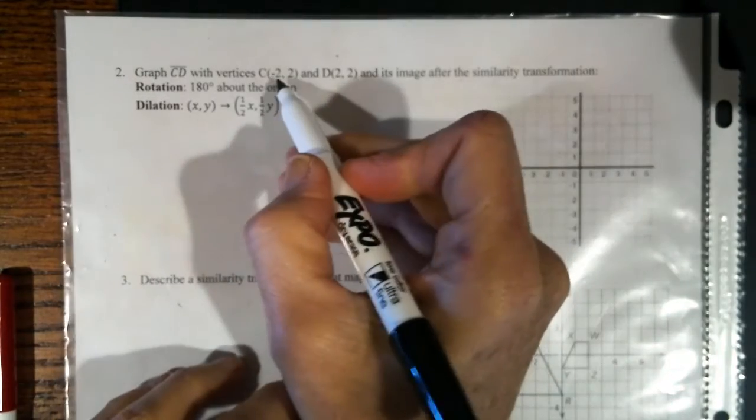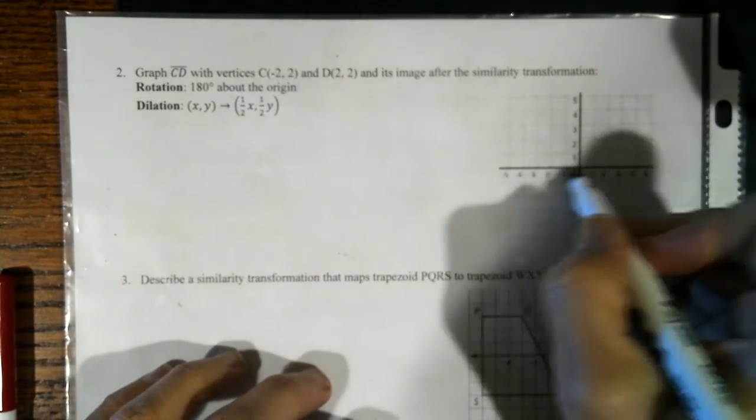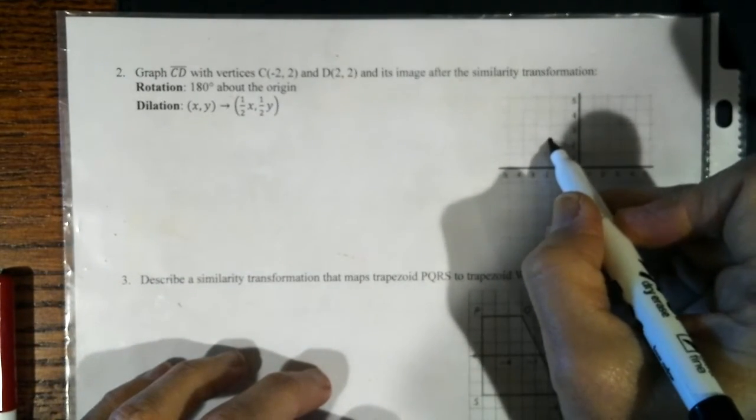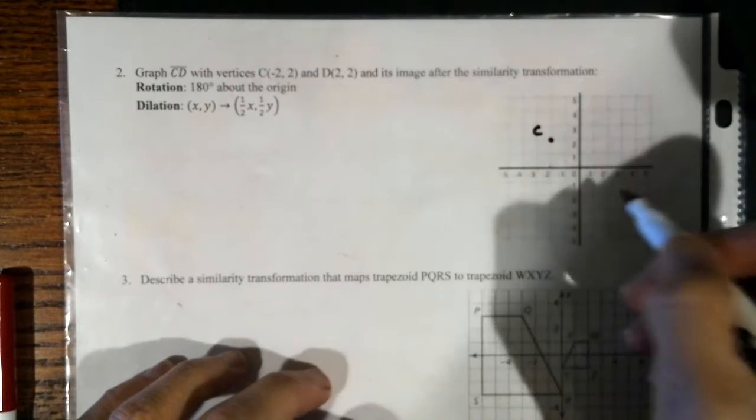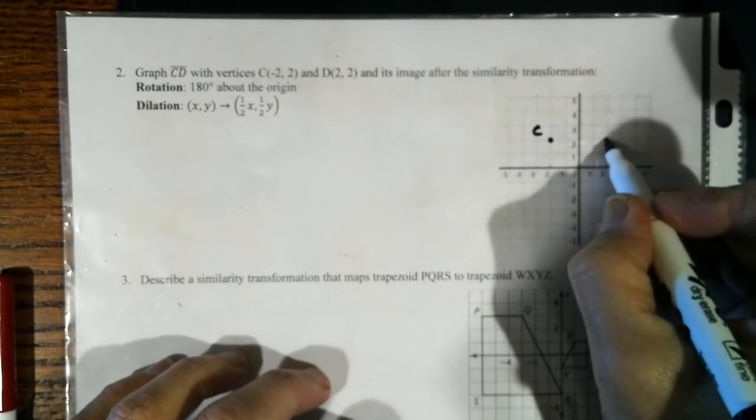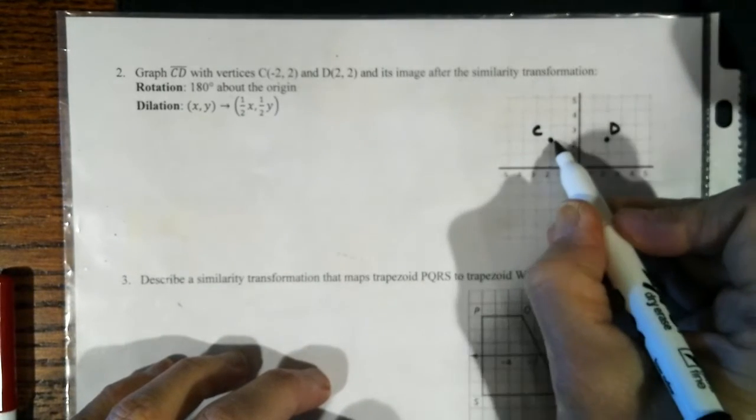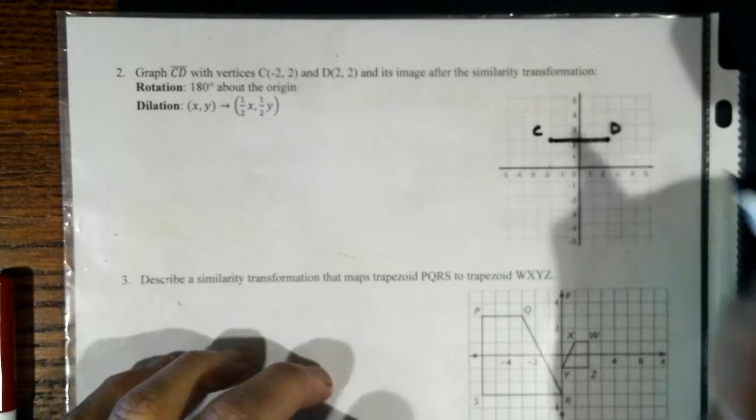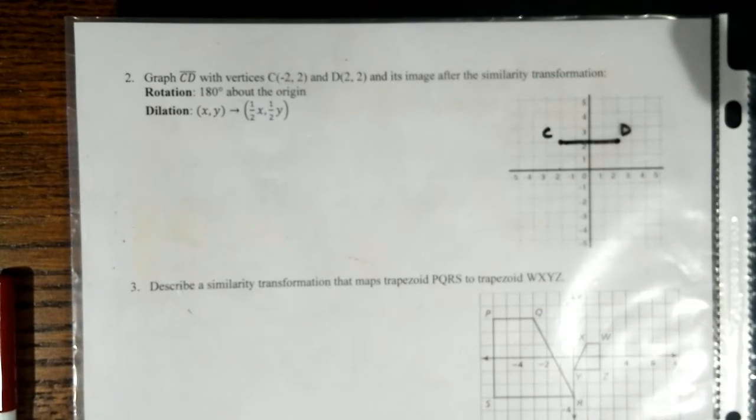Okay, C is -2, 2. And D is 2, 2. Connect those. And it's image after the similarity transformation. The first thing we're going to do is a rotation.